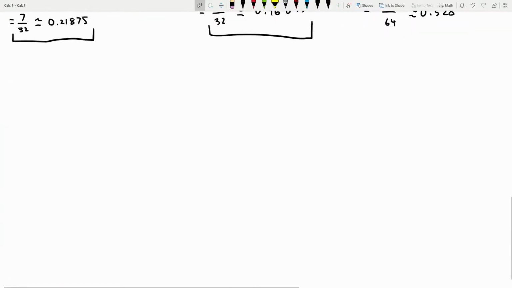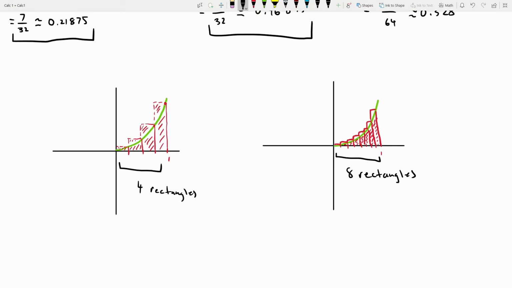So I can show you really quickly right here a comparison of using the area between 4 rectangles and then, let's say, 8 rectangles. So here's a quick comparison between using the right endpoint method with 4 rectangles and 8 rectangles. As we can see with the 4 rectangles, we have these huge areas that are causing us to overestimate the area under the function. However, if we switch over to something like 8 rectangles, we can see now that the area that we're overestimating has become significantly less.